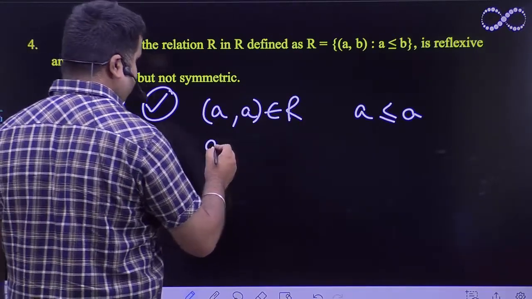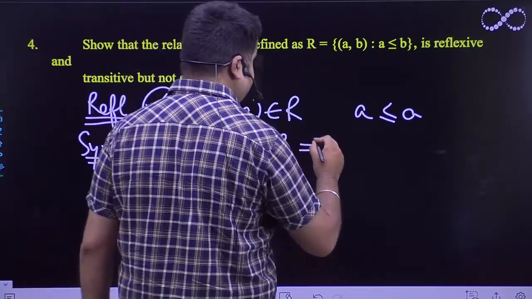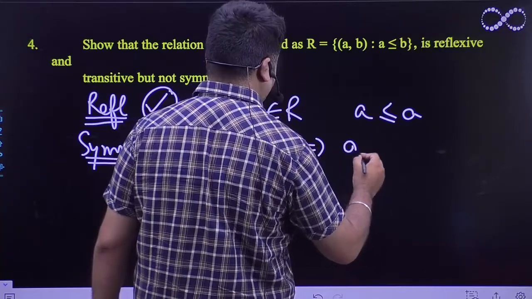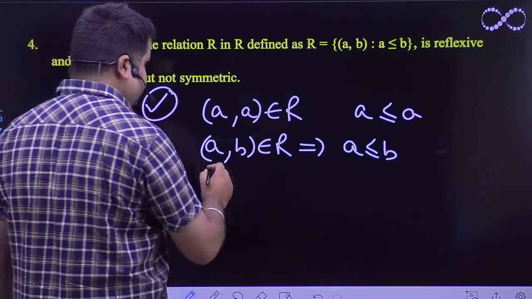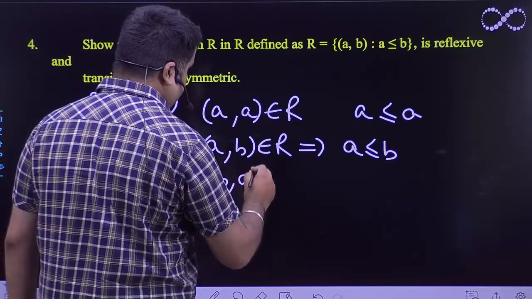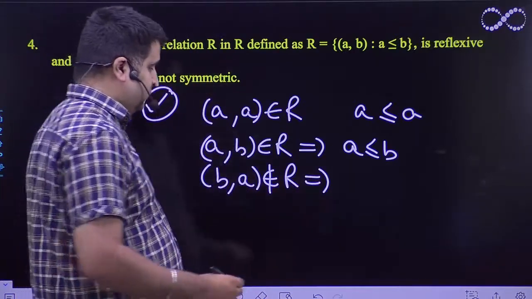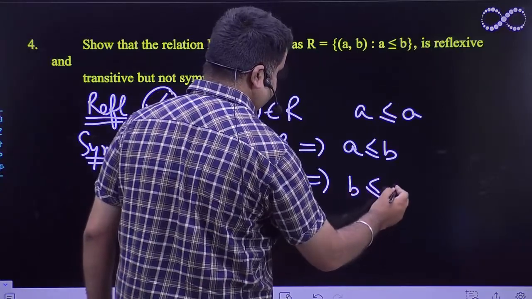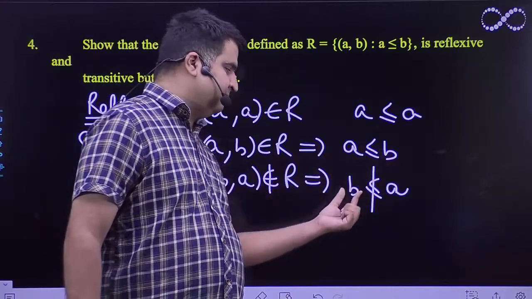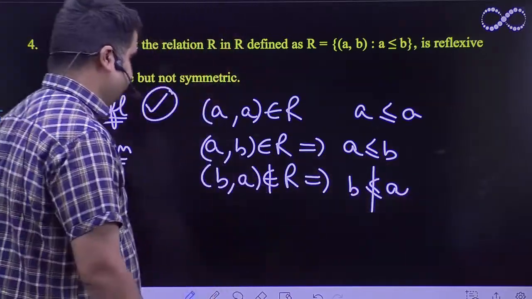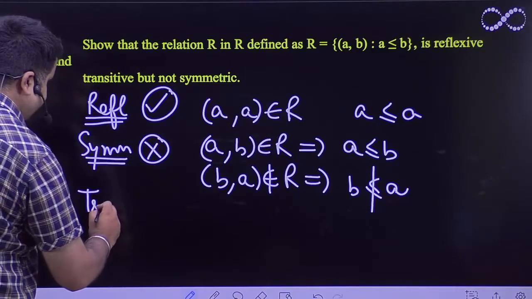If we have (A, B) which belongs to R, this implies that A is less than equal to B, which further implies that (B, A) will not belong to R, since (B, A) means B is less than equal to A, which is not true. If A is less than equal to B, then B will be greater than equal to A. Therefore, this is not symmetric. Now let's check for transitive property.